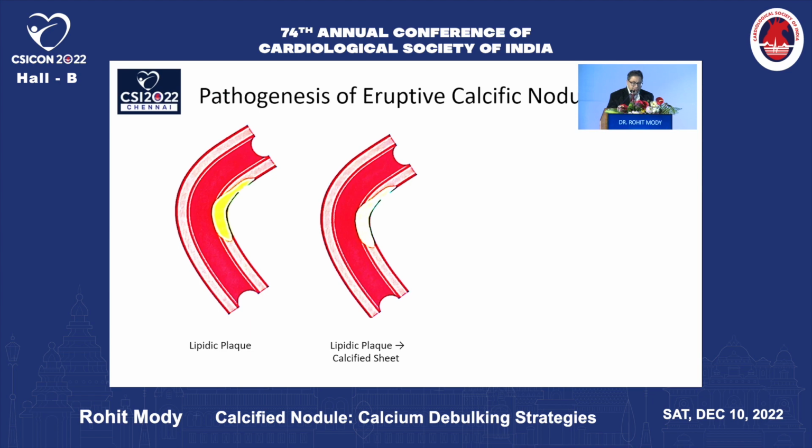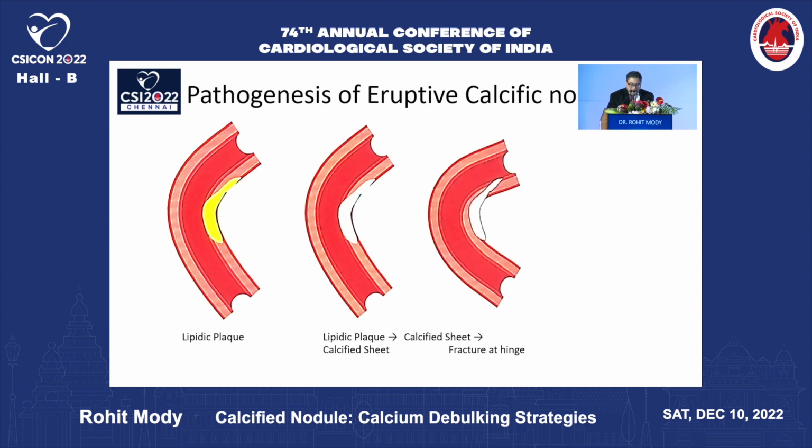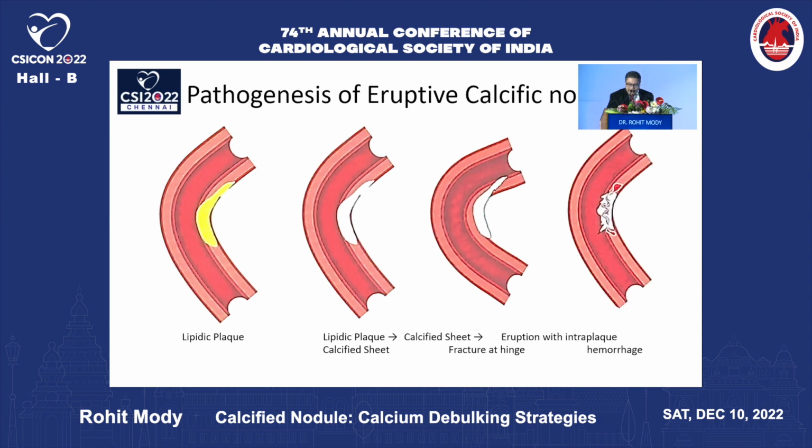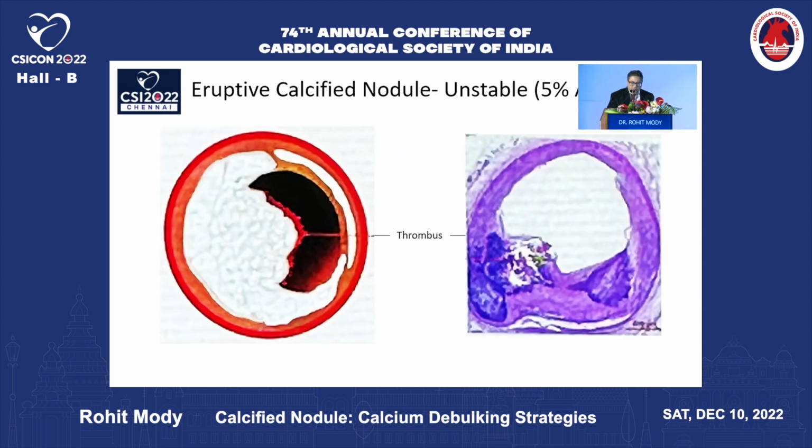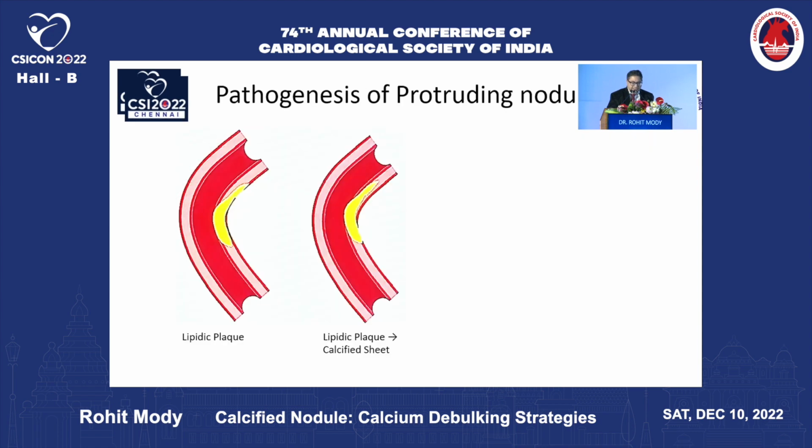So in the pathogenesis of the eruptive calcific nodule, the lipidic plaque occurs, then it changes to a calcified sheet, then the calcified sheet fractures at the hinge point, and there comes the eruption with an intraplaque hemorrhage. Then the eruptive calcified nodule is deformable. It is called broken glass in a pillow. You can see these pictures. The eruptive nodule is seen in 5% of unstable ACS patients.